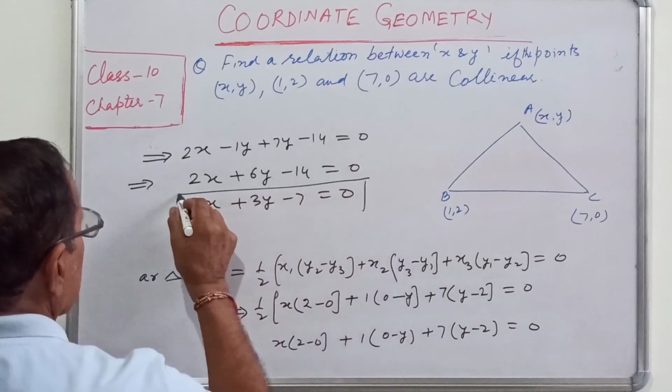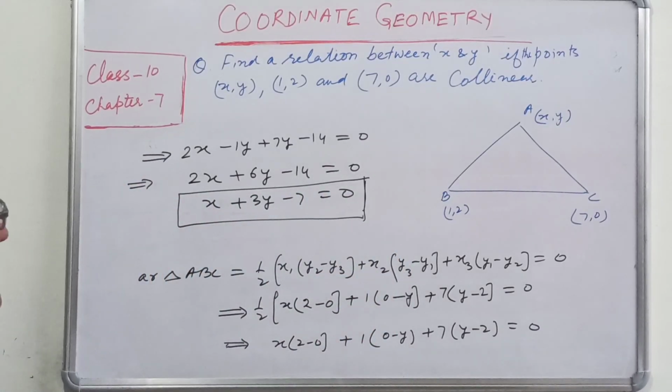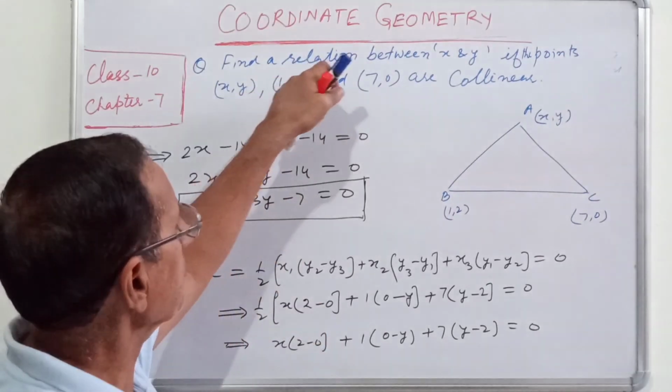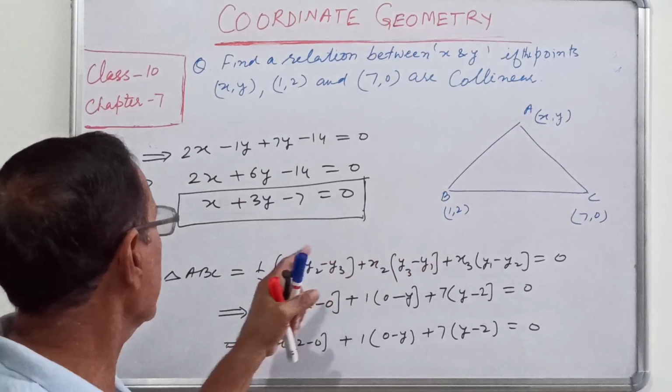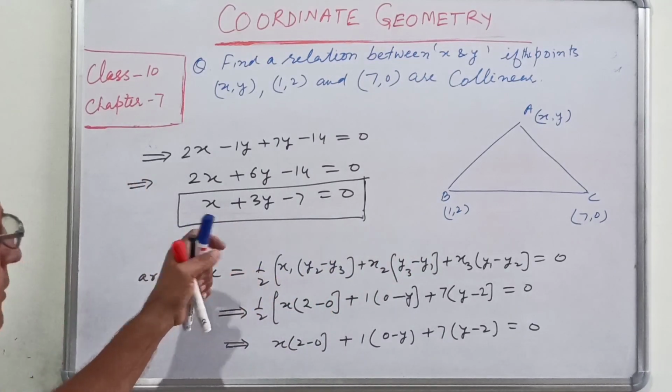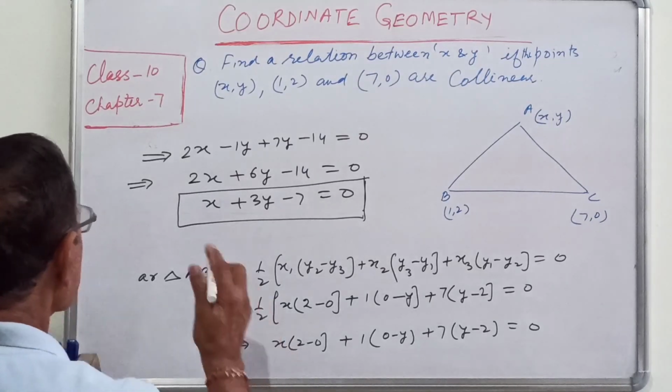So this is the relation between x and y. So we have to find the relation between x and y if the points are collinear. So for the points to be collinear, the relation between x and y is x plus 3y minus 7 is equal to 0. So this is the answer for the question.